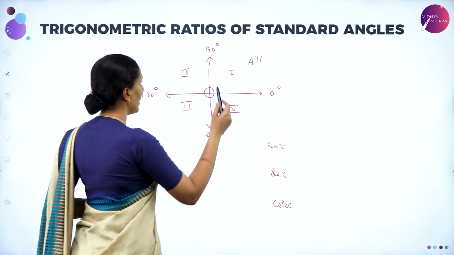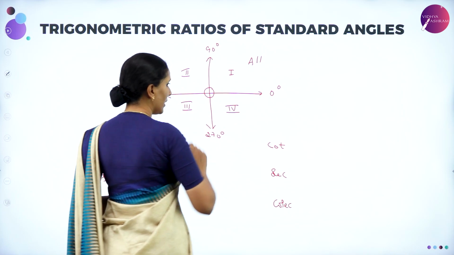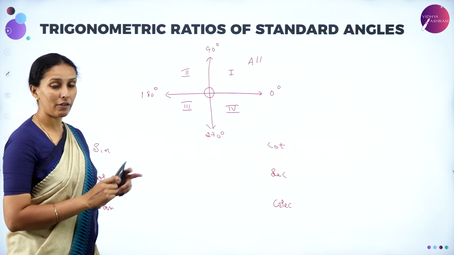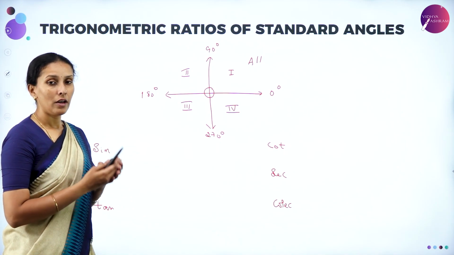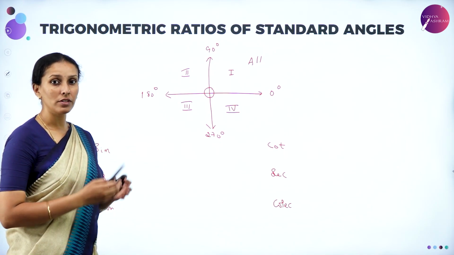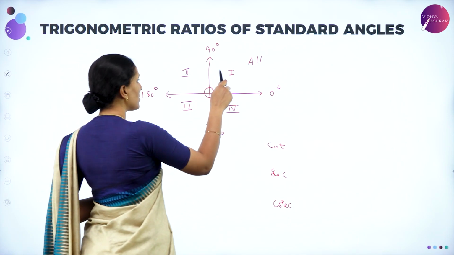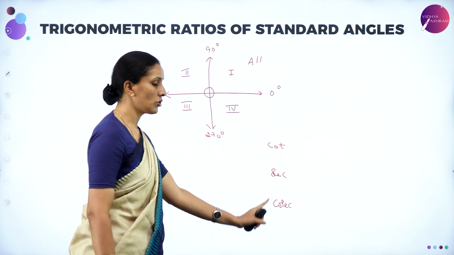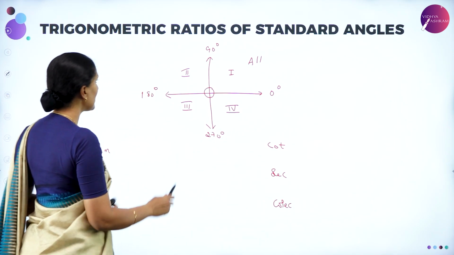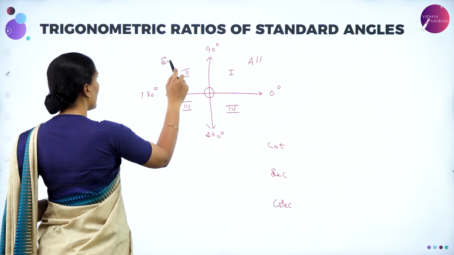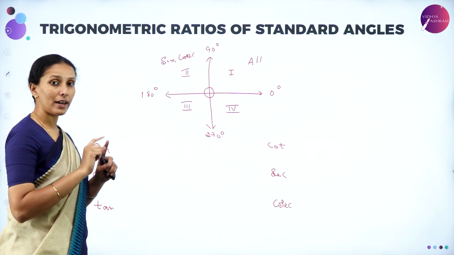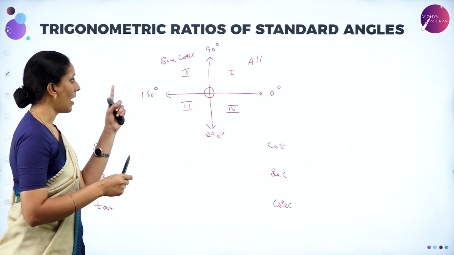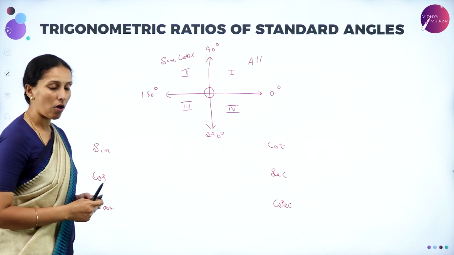So next, any value from 0 to 90 degrees. From the standard values also we have seen, whatever values we got for all the 6 trigonometric ratios, they were positive. So in the first quadrant, all functions are positive. Whereas in the second quadrant, sine and cosecant, the reciprocal related functions, are positive. The rest of them are all negative.